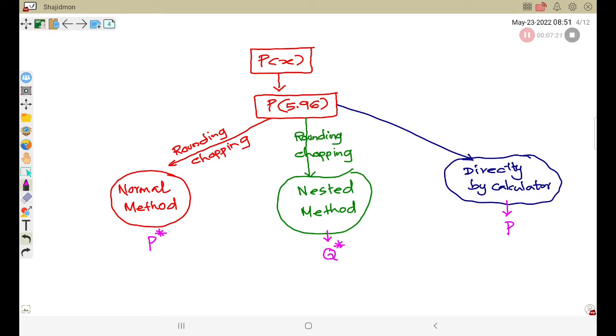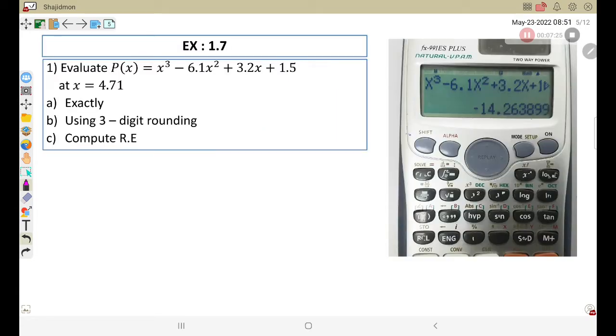So first we will go to the questions. Question number 1 from exercise 1.7. You can read the question. Evaluate P of x equal to x power 3 minus 6.1 x power 2 plus 3.2 x plus 1.5, correct? At x equal to 4.71. That means we need to calculate the polynomial value at x equal to 4.71.